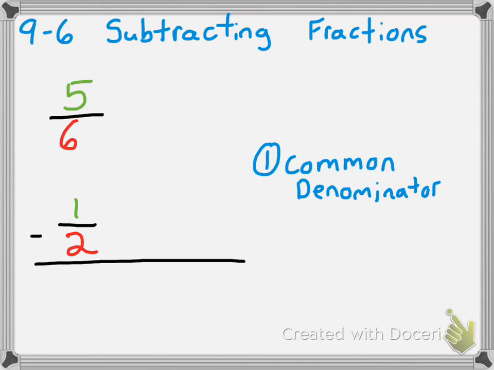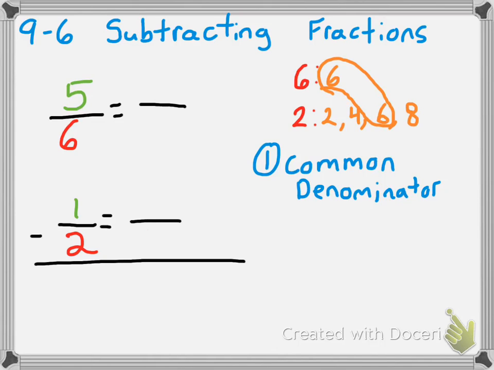So the denominators I have right now are 6 and 2. And I need to find a least common multiple of 6 and 2. So let's list out our numbers. So 2 times 1 is 2. 2 times 2 is 4. 2 times 3 is 6. And 2 times 4 is 8. I've already spotted my common multiple because 6 times 1 is 6. So my least common multiple is going to be 6. So my new denominator for each fraction is going to be 6. My common denominator is 6.